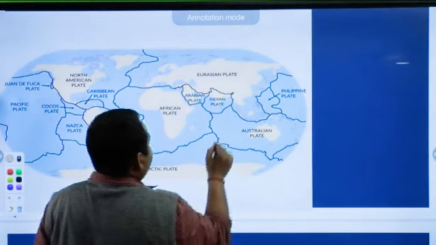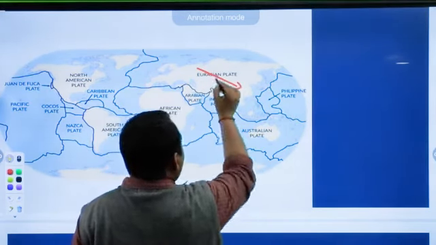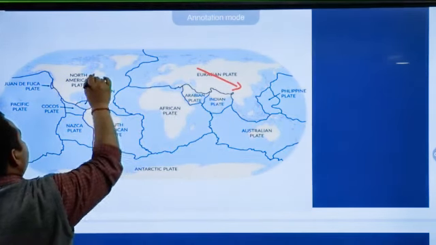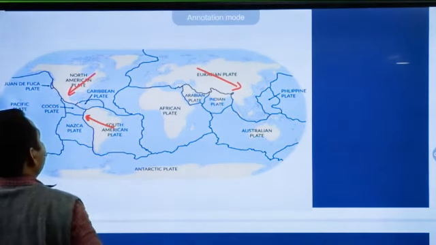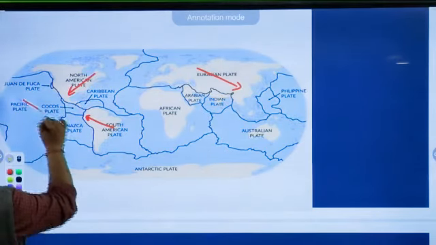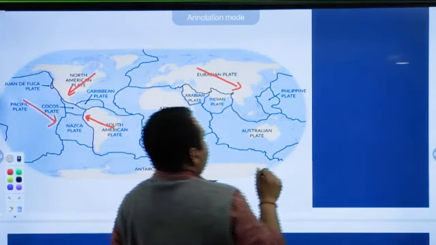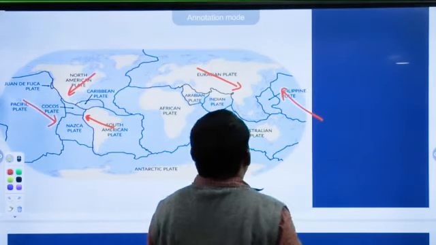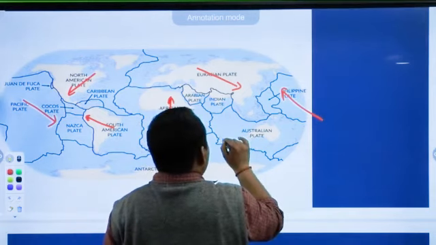This is the southeast direction of the Eurasian plate, and this one is the direction of the North American plate, southwest. Northwest for the South American plate. This is the southeast direction of the Pacific plate. In the west and in the east, the direction is northwest. The African plate is moving towards the north, as well as the Indo-Australian plate.